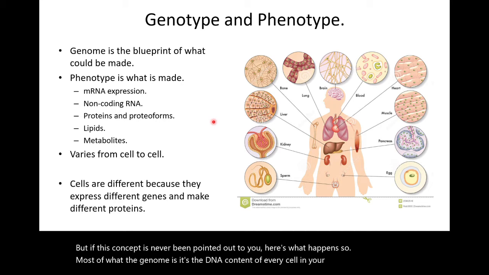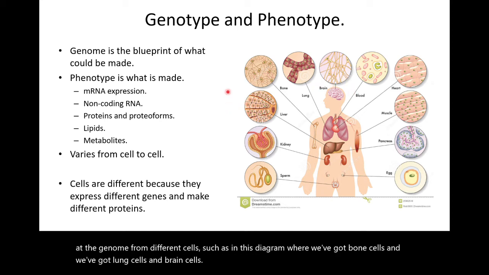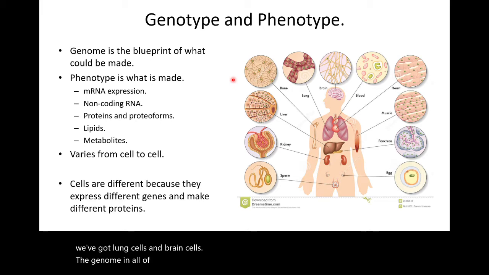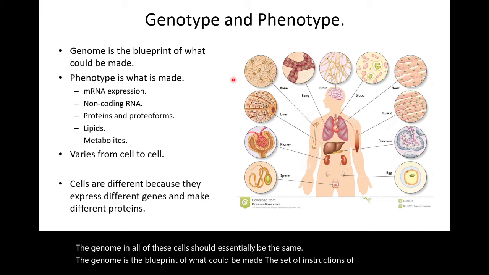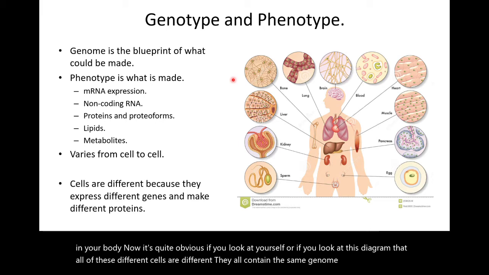And if you look at the genome from different cells, such as in this diagram where we've got bone cells and lung cells and brain cells, the genome in all of these cells should essentially be the same. The genome is the blueprint of what could be made. They're the set of instructions of what could be in your body. Now, it's quite obvious if you look at yourself or at this diagram that all of these different cells are different. They all contain the same genome, but they are phenotypically different.